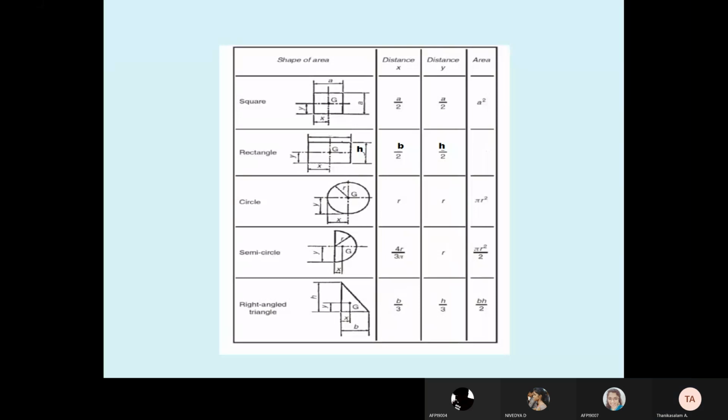Then triangle. What is the triangle area? Half into base into height. Half into base into height. What is x bar? For this position, b by 3. What is y bar? h by 3. Students, for this orientation only. Already I told you last time, b by 3, 2b by 3, h by 3, 2h by 3. So for this orientation, x bar equal to b by 3, y bar h by 3. So these are the standard sections. Standard areas we know: square, rectangle, circle, semicircle, and right angle triangle.